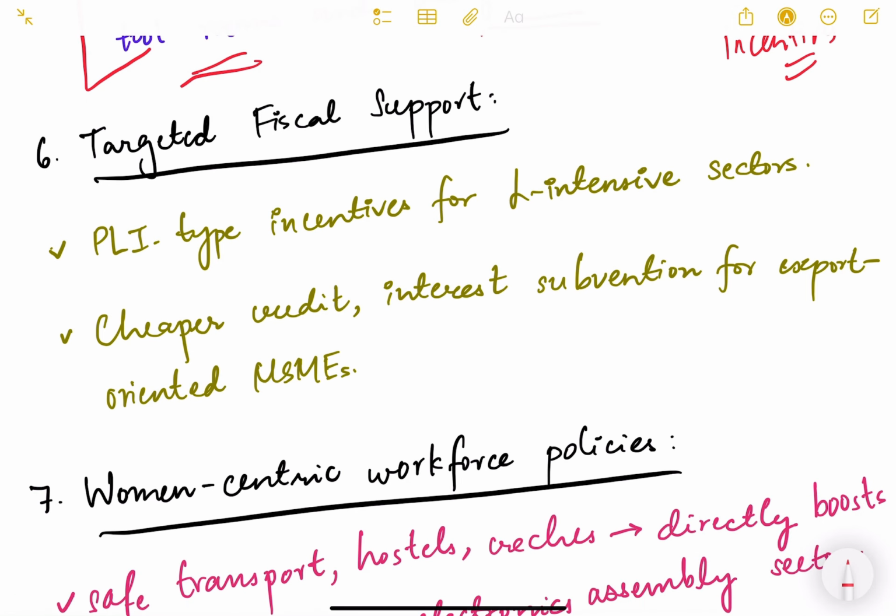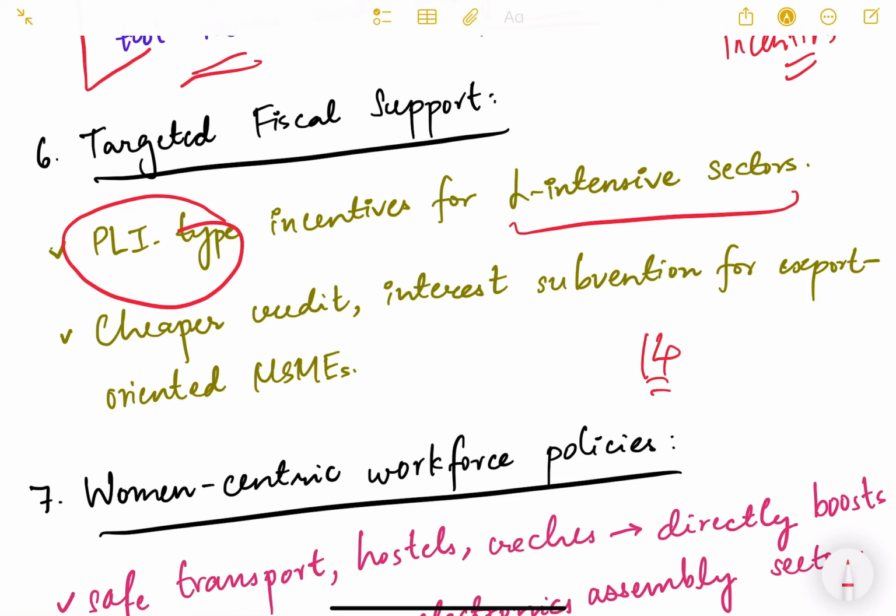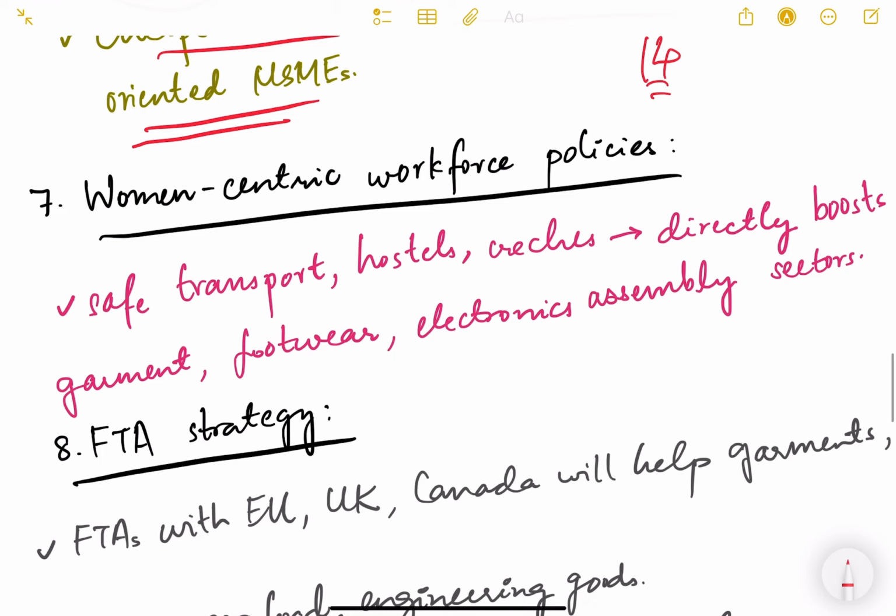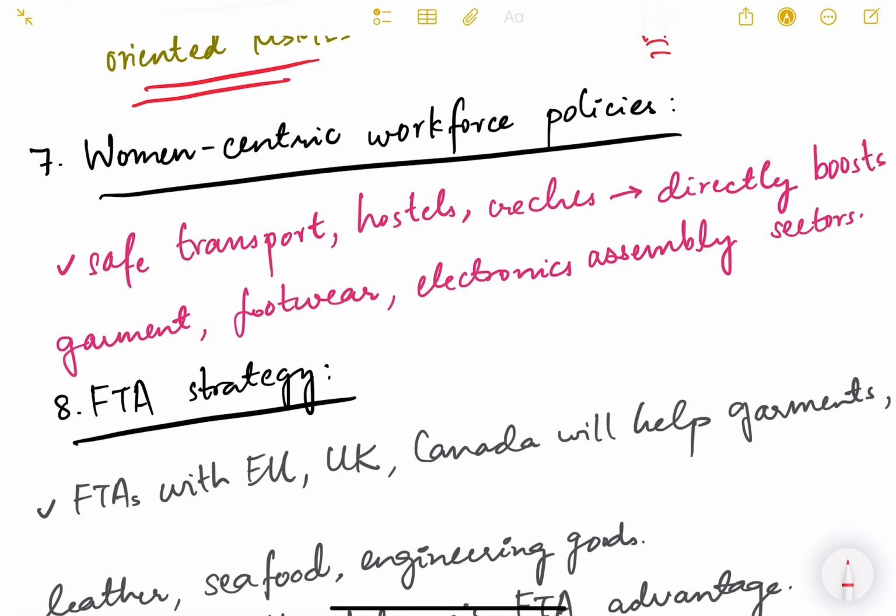Then targeted fiscal support need to be given. PLI type incentives for labor intensive sectors. Already, government is doing it. In 14 sectors, we are giving benefits of PLI, which is production linked incentives. Cheaper credit, interest subvention for export oriented MSMEs. This kind of fiscal support should be given. Then women centric workforce policies, safe transport, hostels, crèches, directly boost garment, footwear, electronic assembly sectors.